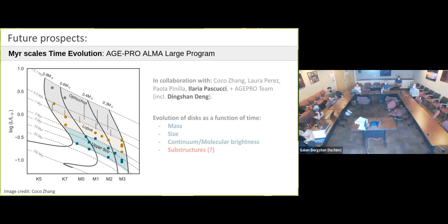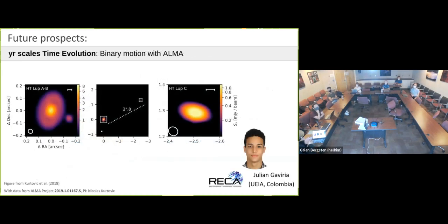With the gas mass, we will be able to link the physical properties of the disks with their evolution as a function of time, going from very young in Ophiuchus to later stages in Upper Scorpius. Now, this is on megayear scales, but if you look at year scales, like with the binaries that I showed, we're also working on HT Lup.